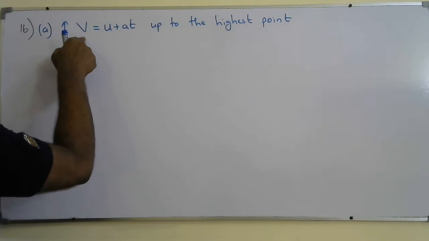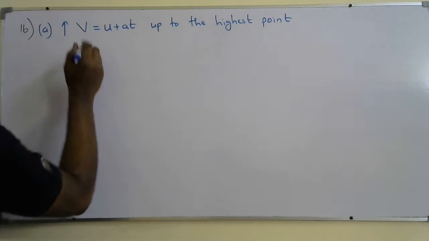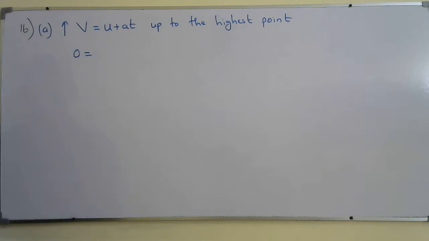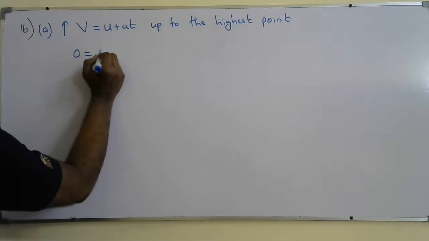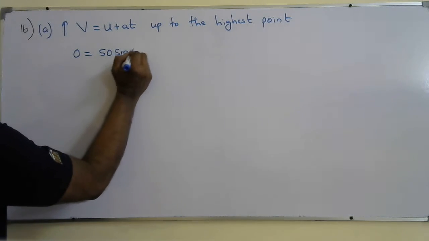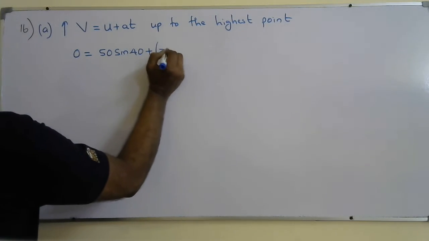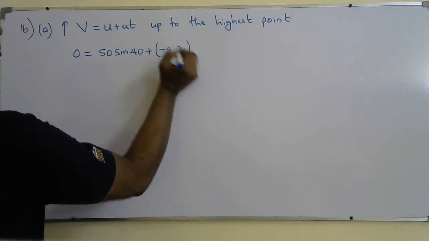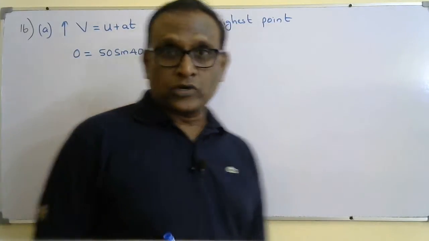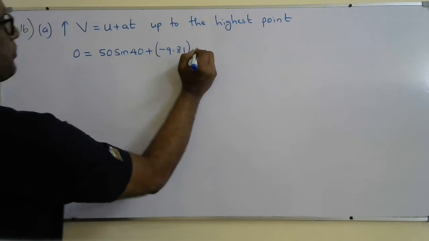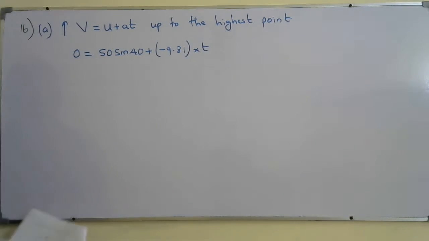So the vertical component up to the highest point, the final velocity at the highest point is 0. The initial velocity at angle 40 degrees, so 50 sine 40 plus minus 9.81, because you know the gravitational acceleration is in the downward direction, I am taking upward direction as positive, into t. So solve it, very simple question.